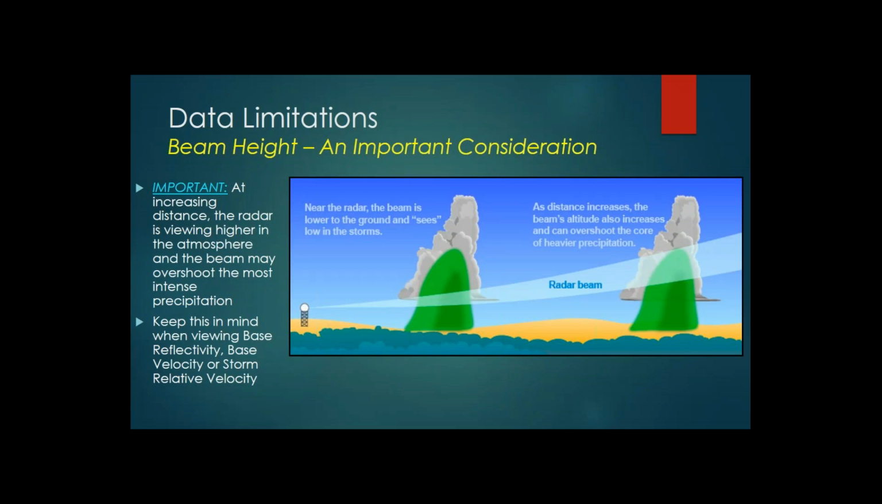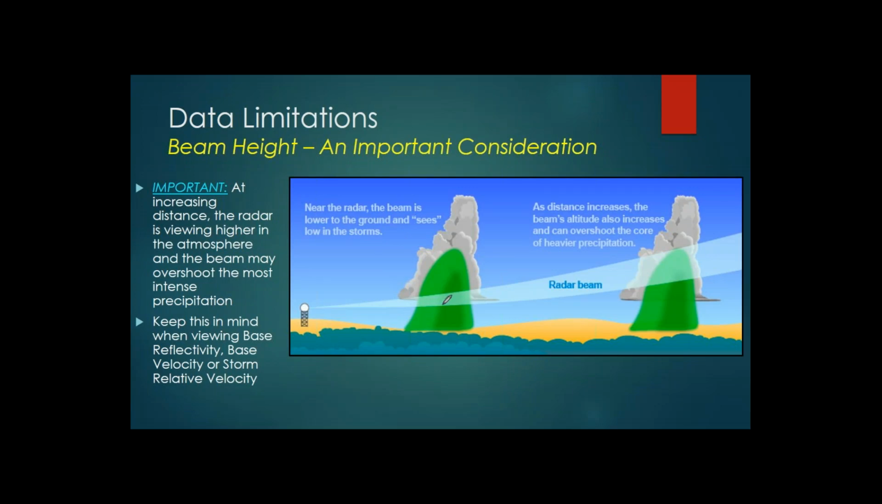Remember, that lowest elevation scan is 1/2 of 1 degree, so you start off pretty low, but as you get further and further away, and when you look at our furthest area of our warning responsibility, I'm 100 miles out. I'm 7,000, 8,000, 9,000 feet above the surface. So with increasing distance, the radar is viewing higher in the atmosphere, and this beam may overshoot the most intense precipitation. You may not see it.